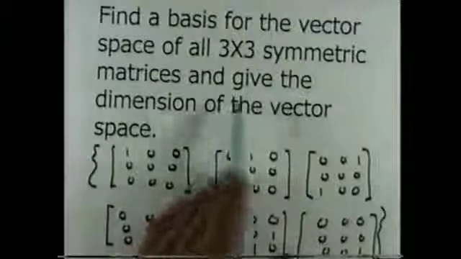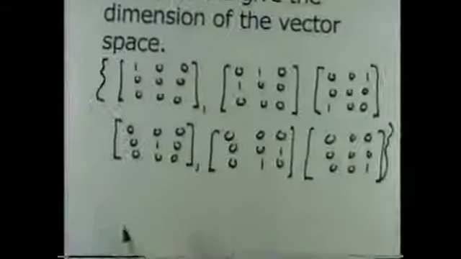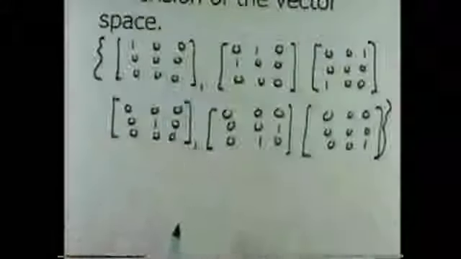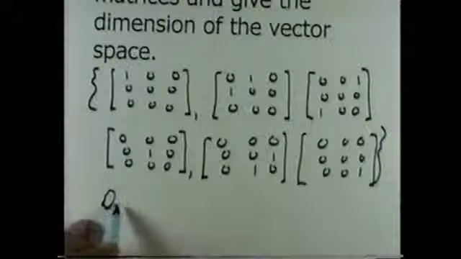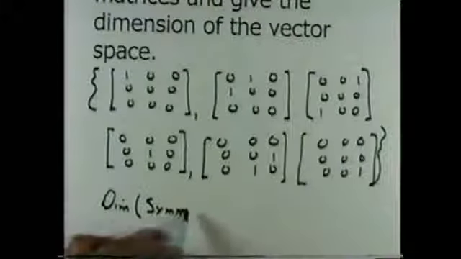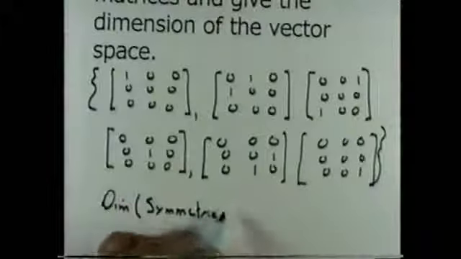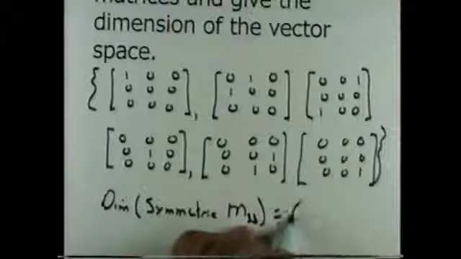Well, what I said was give the dimension of the vector space. If one basis has 6 elements, then all bases would have 6 elements. So if one basis has dimension 6, then all bases have dimension 6. So the dimension of the symmetric three by three matrices is 6.